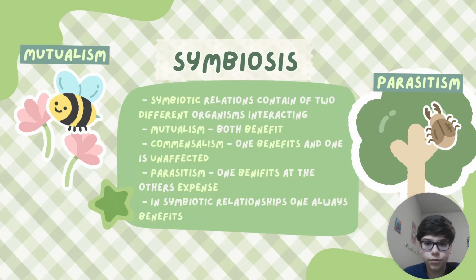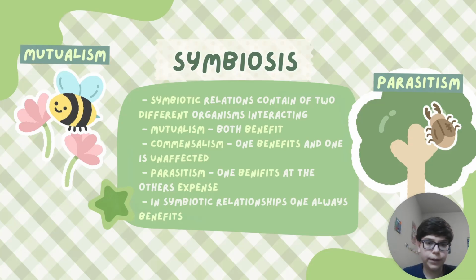Okay, let's go into our next slide, which is symbiosis. So symbiosis is symbiotic relationships. Well, I mean, it isn't, but let me rephrase that. Symbiosis can be represented through symbiotic relationships, which contain two different organisms interacting. Symbiosis is the interaction between two different organisms.